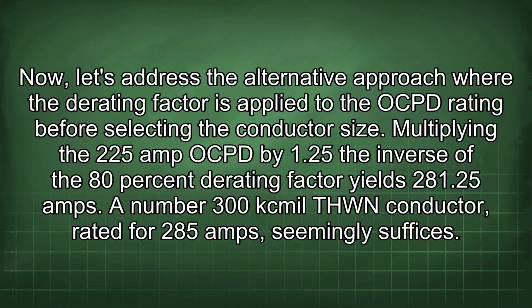Now, let's address the alternative approach where the derating factor is applied to the OCPD before selecting the conductor size. Multiplying the 225 amp OCPD by 1.25, the inverse of the 80% derating factor, yields 281.25 amps. A number 300 kcmil THWN conductor, rated for 285 amps, seemingly suffices.